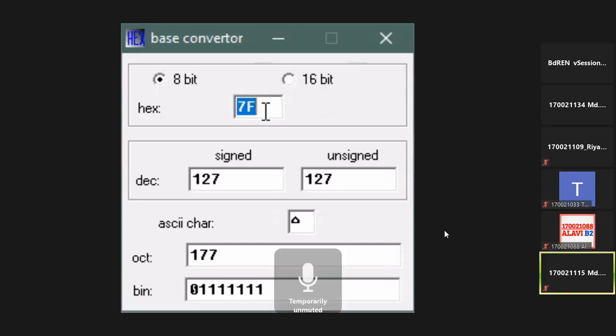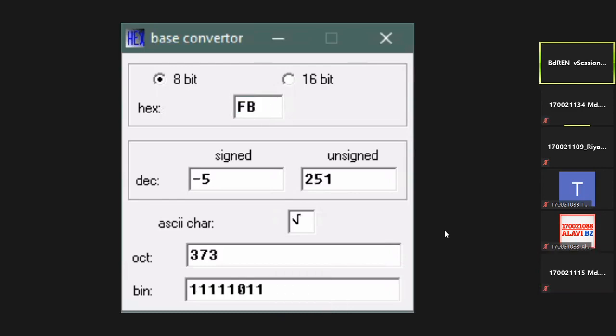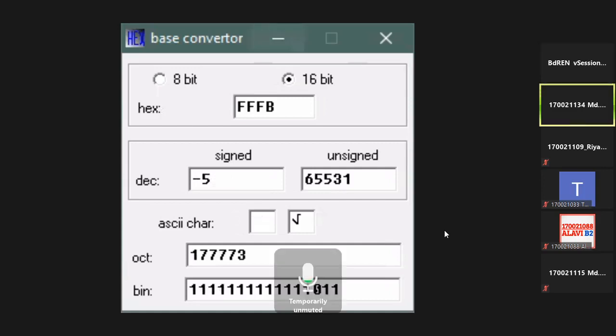Yes, sir. So in F, if you write only FB, there are 8 bits here, so the most significant bit is 1. Now you can say this is -5. But in the other case, for 16-bit, if you write only FB, that will give you 251, because the other two digits are assumed to be 0. If you want to represent -5 with 16 bits, then you have to put FF there. That is the sign extension. Is it clear? Yes, sir. Okay.